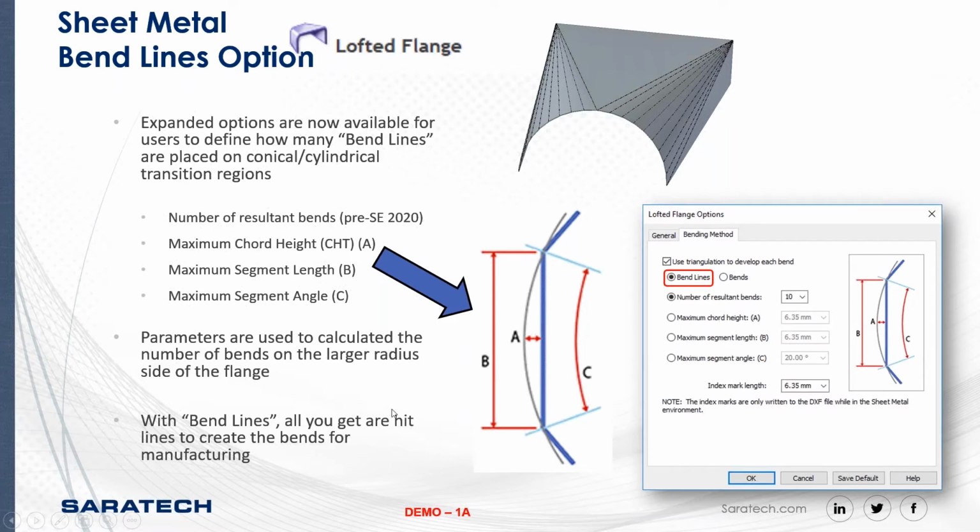Some of these parameters are used to calculate the number of bends on a larger radius size of the flange. You can see here in the middle, what is my A and my B and my C dimensions? If I calculated 10, it's going to give me what the angles of the segments are, what the length is, and what the height is. And then the next slide is going to show me what my bends are.